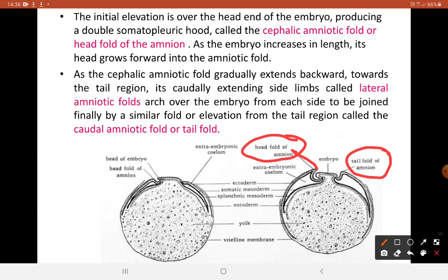Okay, so in this diagram again you can clearly make out the splanchnic mesoderm, the somatic mesoderm, the ectoderm and the endoderm, and also the extra embryonic coelom, and this is how the folds of amnion are formed. I hope you are clear with this.